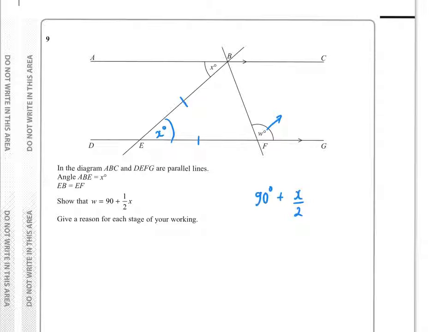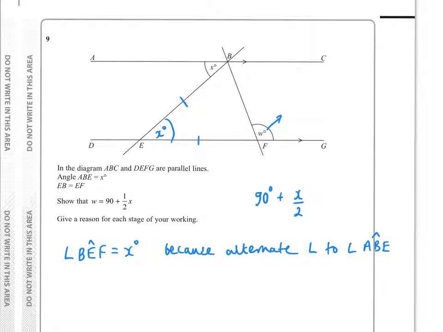So we would say that angle BEF equals x degrees because alternate angle to angle ABE, and you can write it like that if you want.